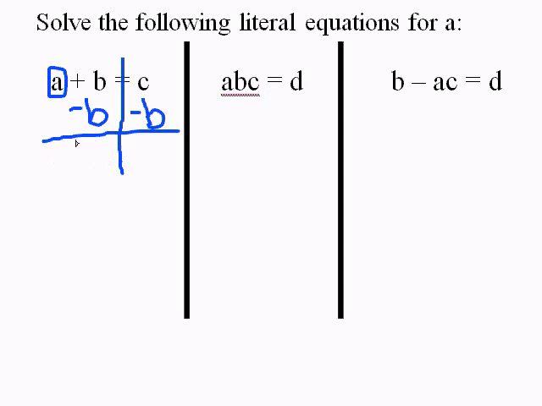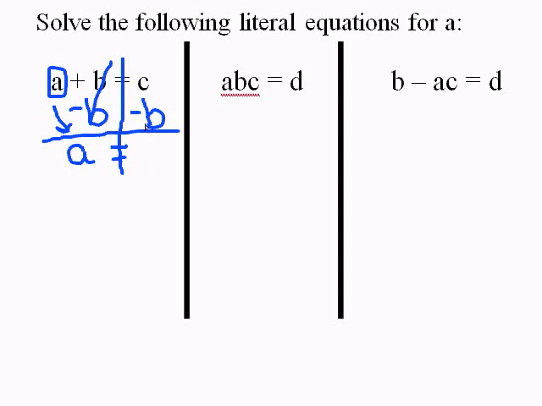This looks a little different, but it's not a big deal. We bring down the a, because we didn't do anything to the a, and a positive b, take away a b, is no b at all. You don't have to write it. Then we're left with a c and a minus b.